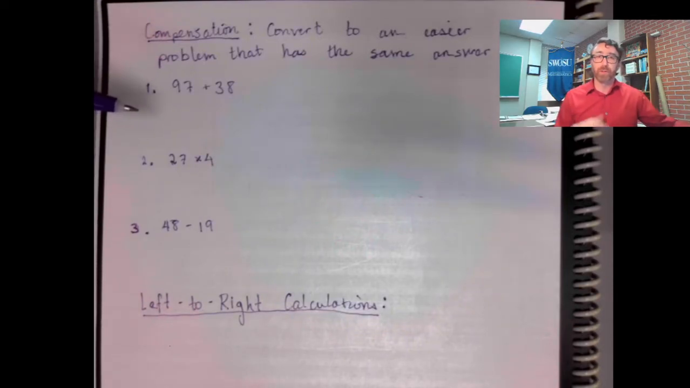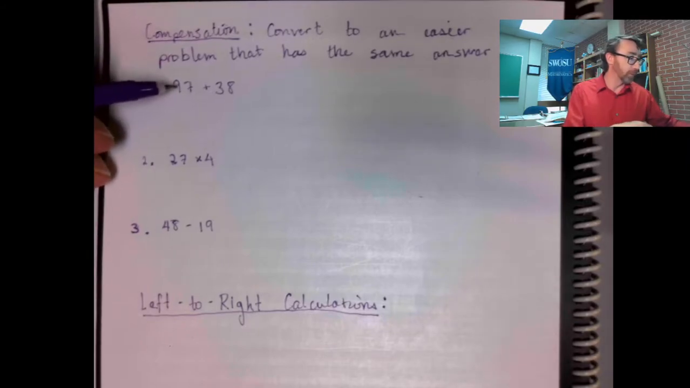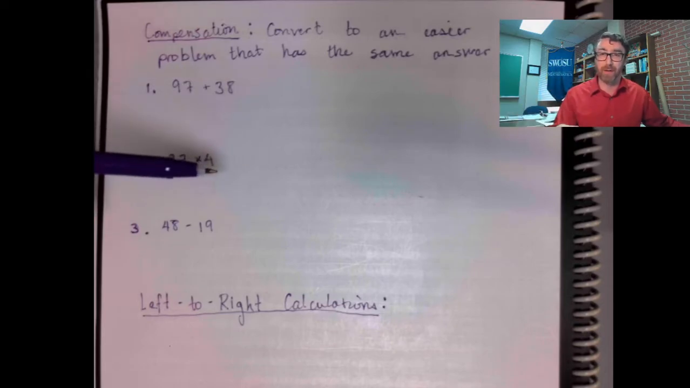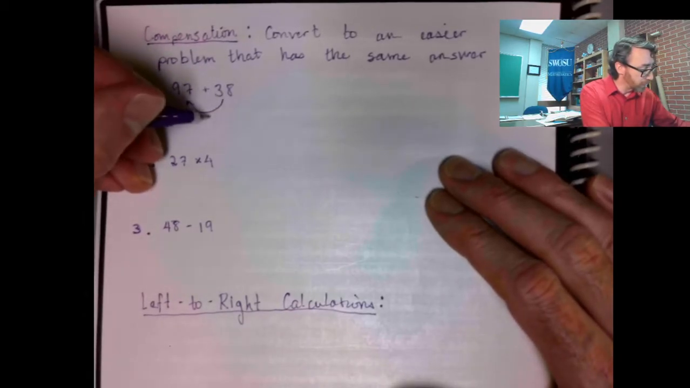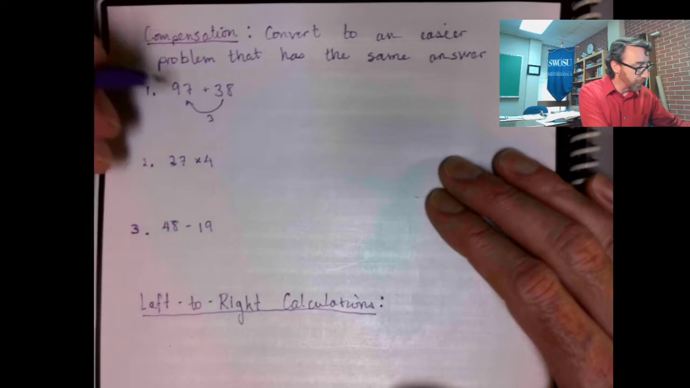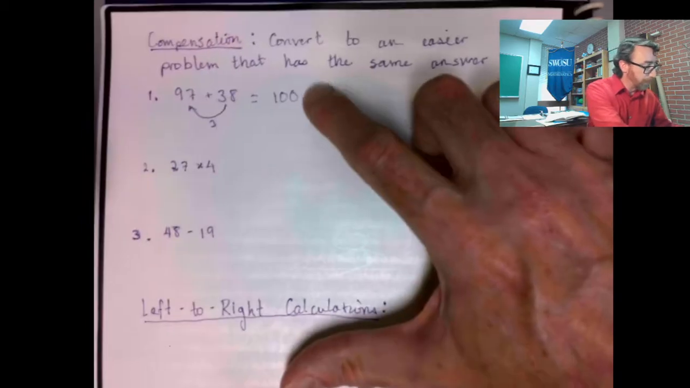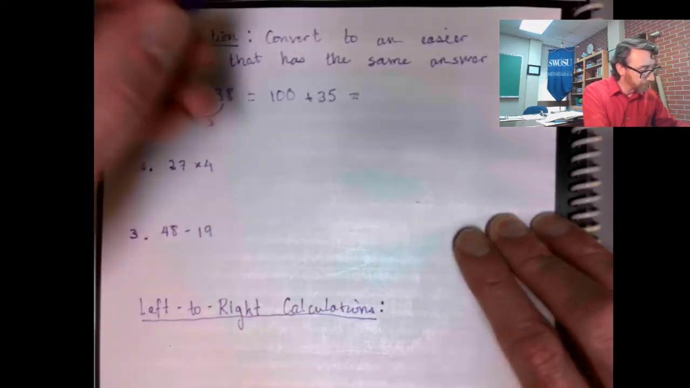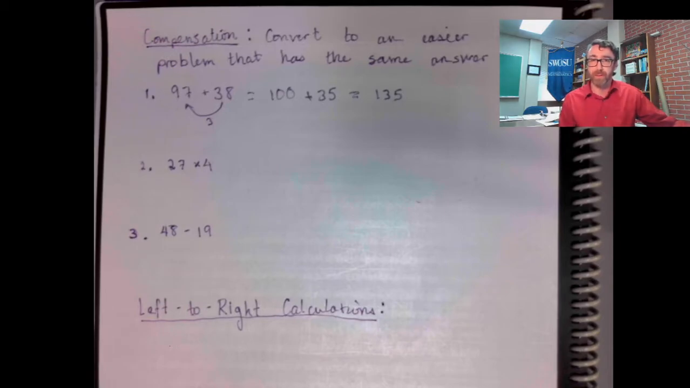Compensation is converting the problem to an easier version that has the same answer. So 97 plus 38. You can add it using the standard pencil and paper algorithm, but it involves carrying, which is difficult to do mentally. So 97 is close to 100. We'll take 3 from the 38 and move it over there. So this problem is equivalent to 100 plus 35. And that, of course, is an easy one to do using place value properties, 135.